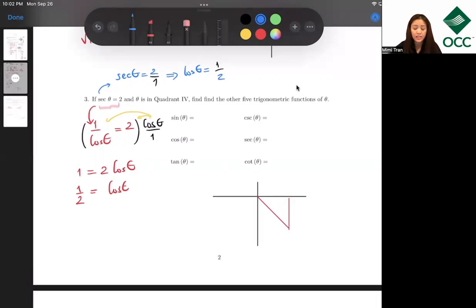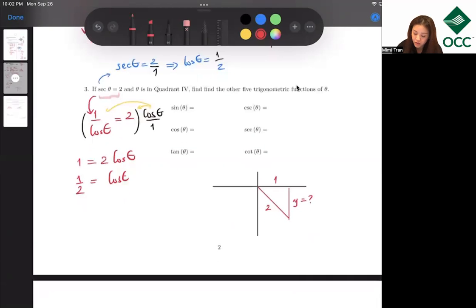That means cosine is adjacent over hypotenuse. Adjacent is your x. So x is 1 and the radius is 2. And it is positive 1 because quadrant 4 has positive x. We need to find the y, using the Pythagorean theorem. So 1 squared plus y squared equals 2 squared. 1 plus y squared equals 4. Therefore, subtracting 1 from both sides, y squared equals 3.